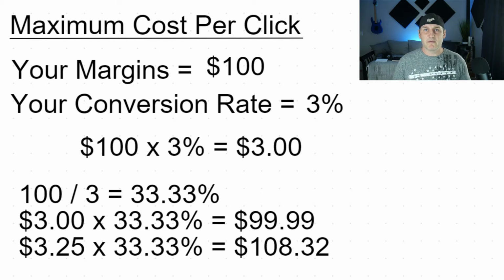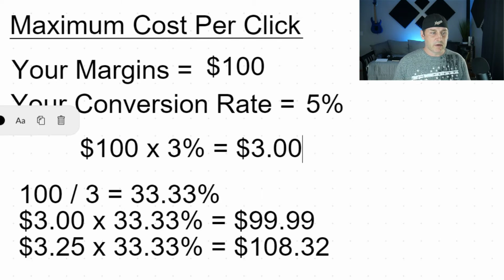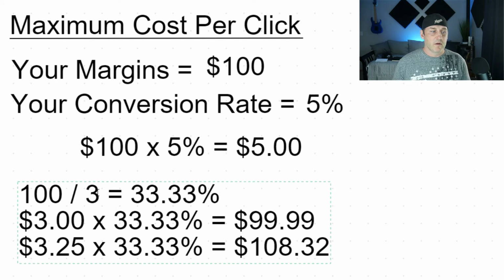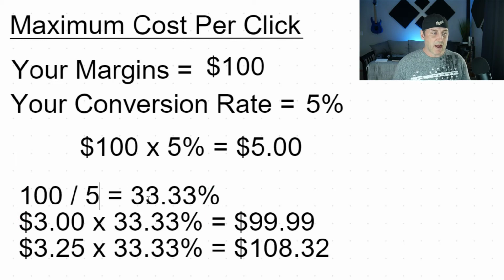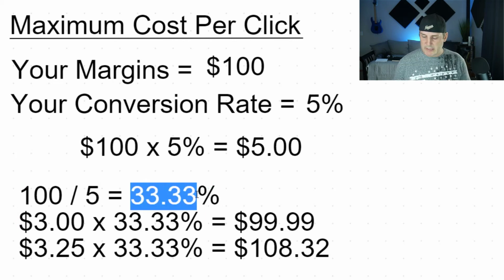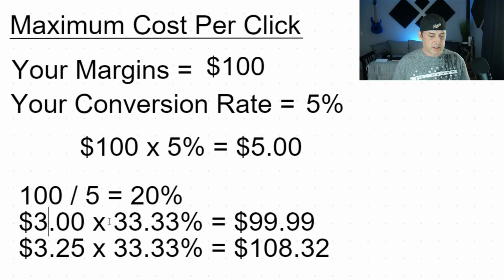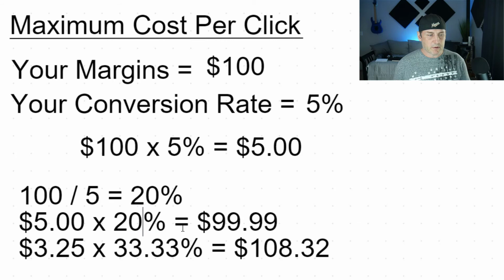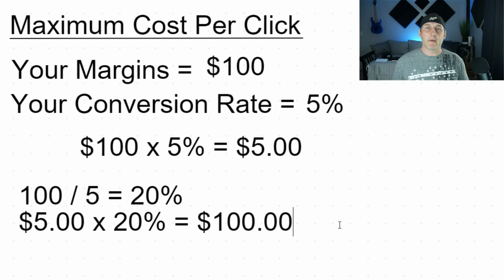Now, depending on the service that you're in, $3 is actually not a lot per click. I know you may be thinking that that's really expensive, but let's just say that you are converting at a much better rate. Let's say you're converting at 5%. That means 100 times 5% ends up being $5 a click. So when we get down here, 100 divided by 5 ends up being 20. We're going to change this to our $5 click times 20. That ends up being $100. So if you convert better, you can actually afford to pay more per click.